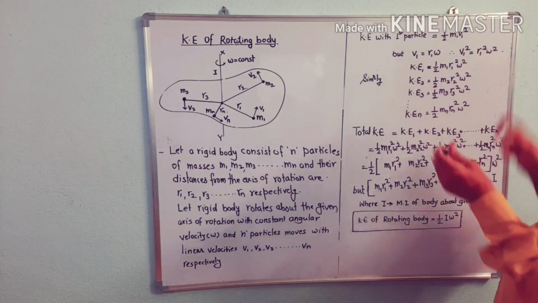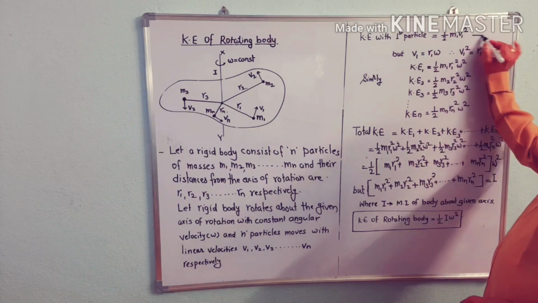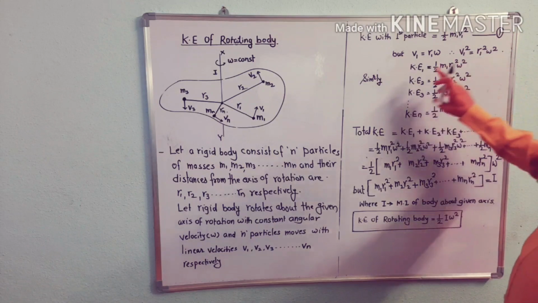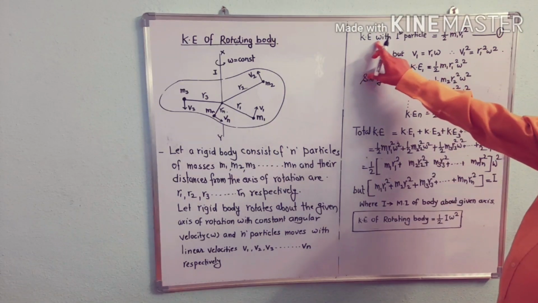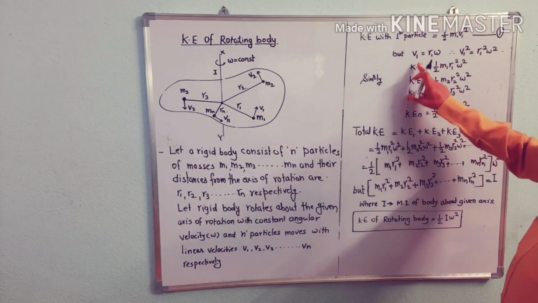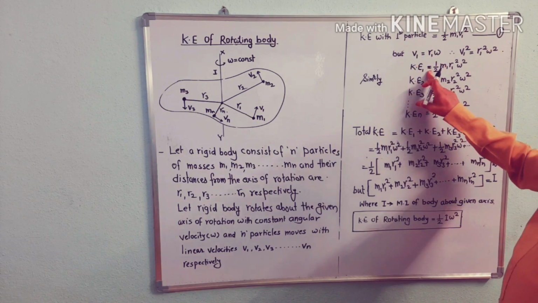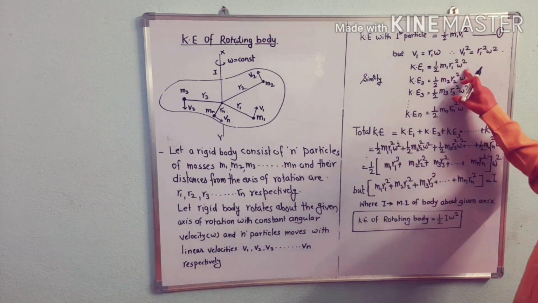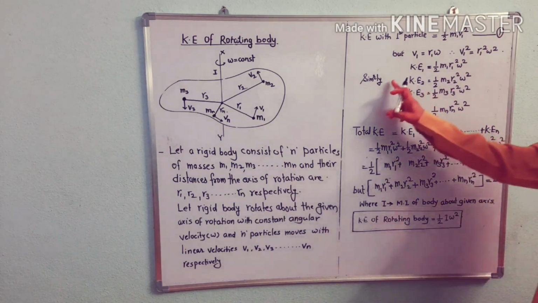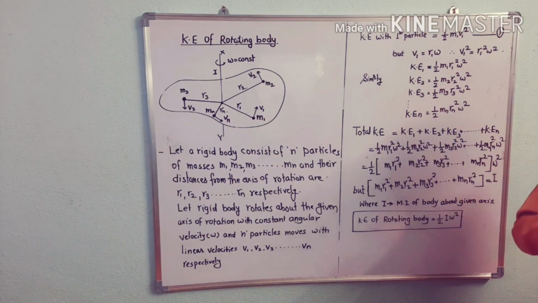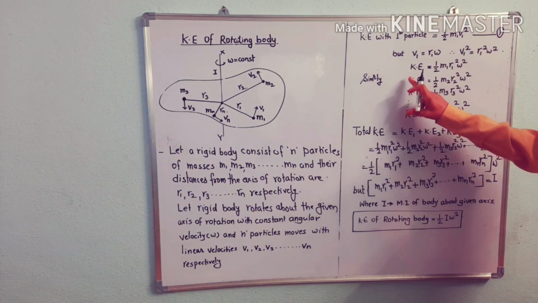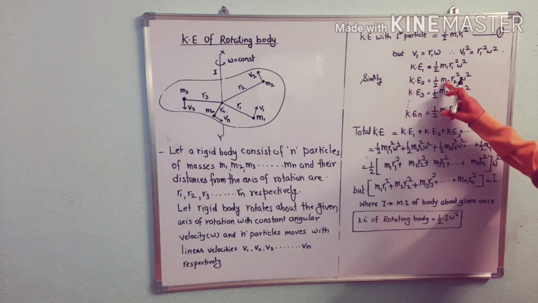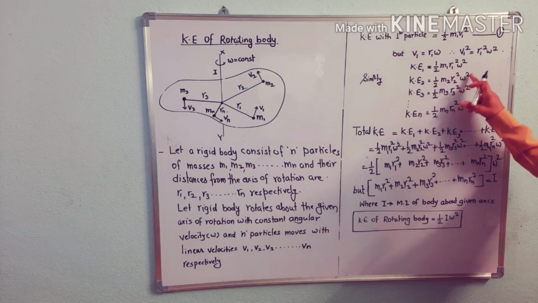Substitute this value of v1 square in equation 1. After substituting this value in equation 1, kinetic energy of the first particle KE1 will be 1 by 2 m1 r1 square omega square. Similarly, in the same way, kinetic energy of the second particle KE2 is equal to 1 by 2 m2 r2 square omega square.